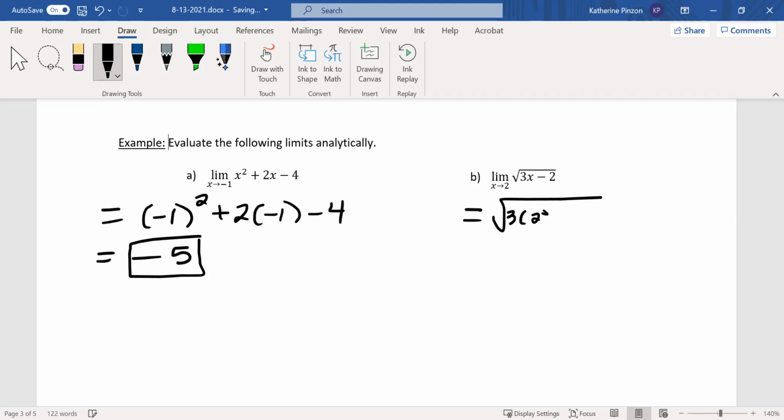Square root of 3 times 2 minus 2. 6 minus 2 makes 4. Square root of 4 makes 2. Done. Remember, those bottom 3 choices are only useful if you get 0 over 0. Otherwise, proceed as normal.